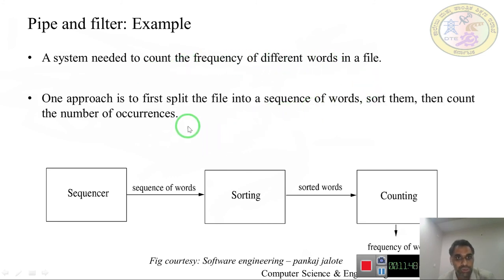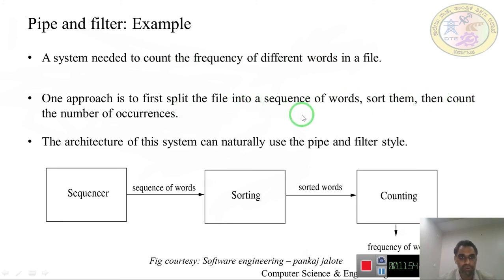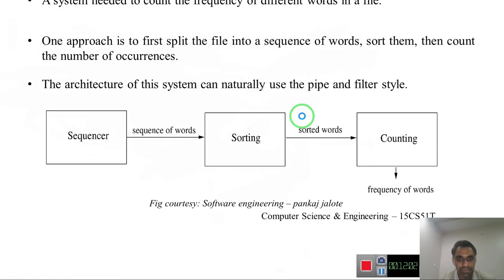So the approach would be first split the file into a sequence of words, sort them, and then count the number of occurrences. So the architecture of this system can naturally use the pipe and filter style. So I hope this is understood.